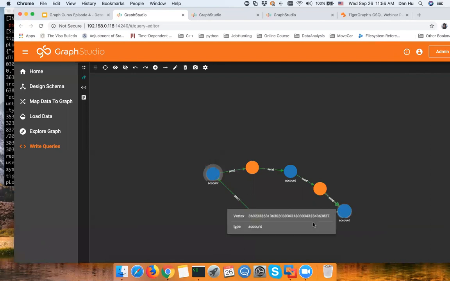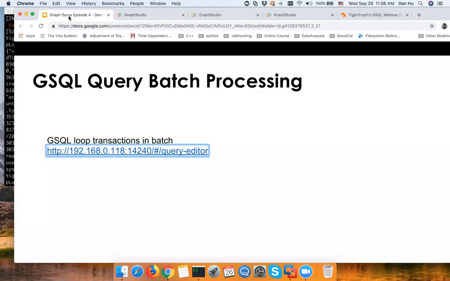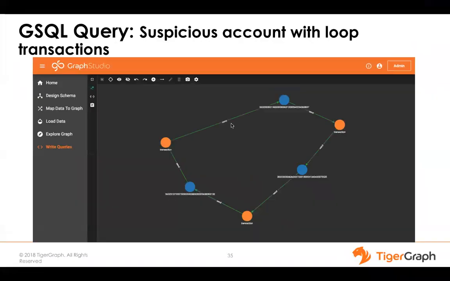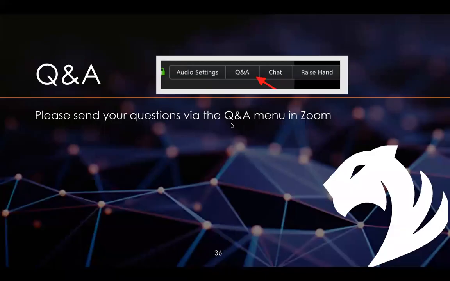We can show it using this UI. So that actually shows that we found this loop within these 10 days limit. So yeah, I think that's the end of my presentation.